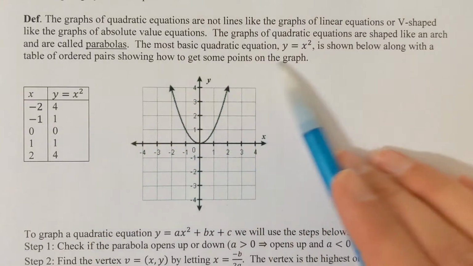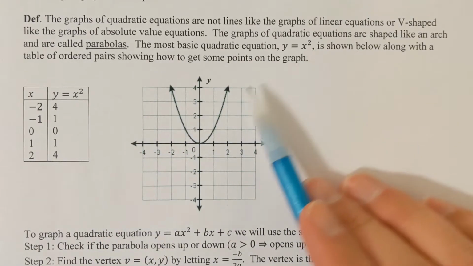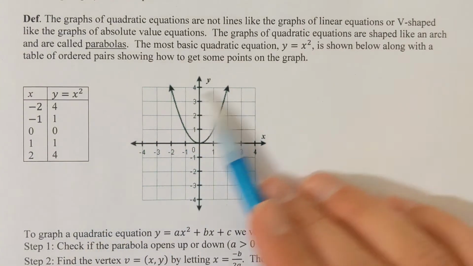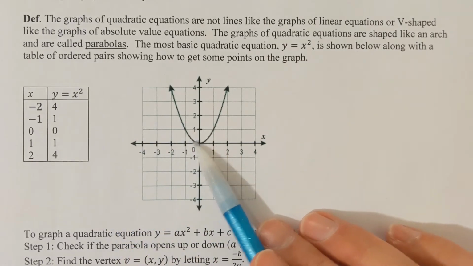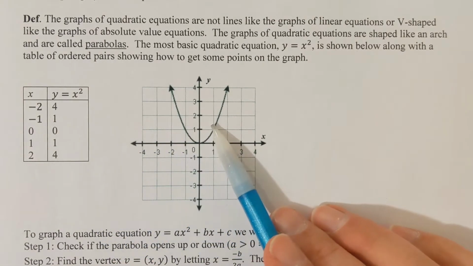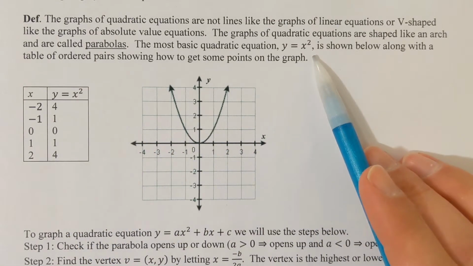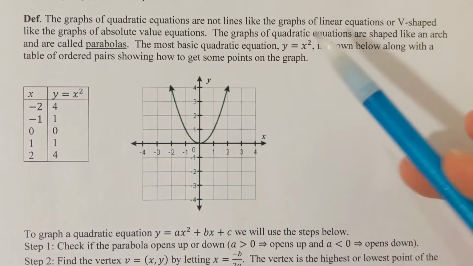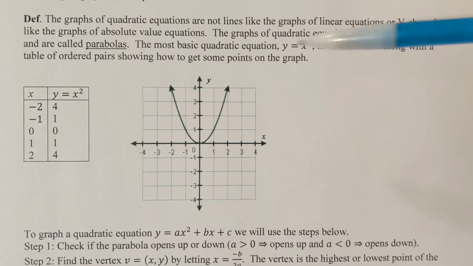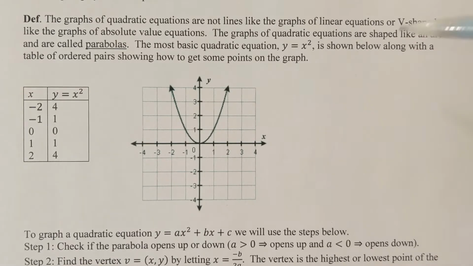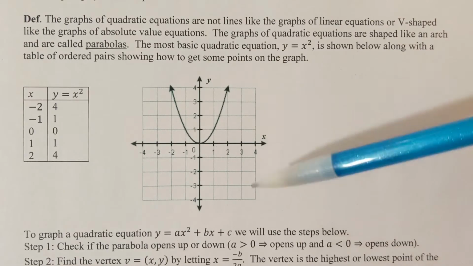If x is negative 1, squared is 1, so here's negative 1, 1 on the graph. If x is 0, squared is 0, here's 0, 0 on the graph. If x is 1, squared is 1, so here's 1, 1 on the graph. And if x is 2, squared is 4, so here's 2, 4 on the graph. Of course, I could plot lots of points if I wanted to, but you can see the shape of a parabola. It is not a V. So when you draw a parabola, make sure that there's a nice smooth turn through the vertex.